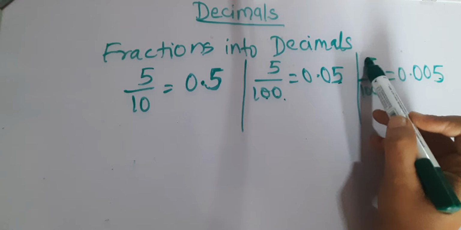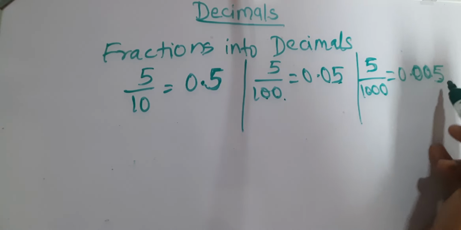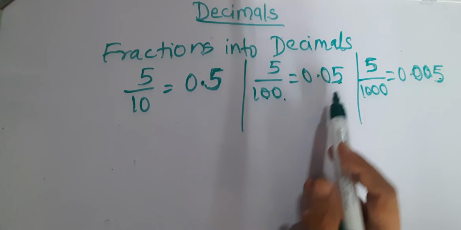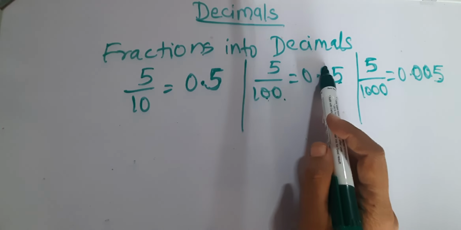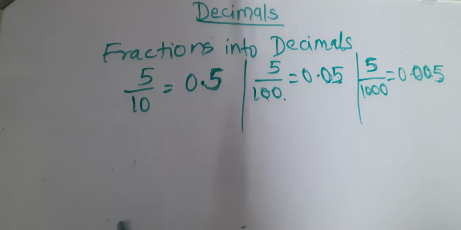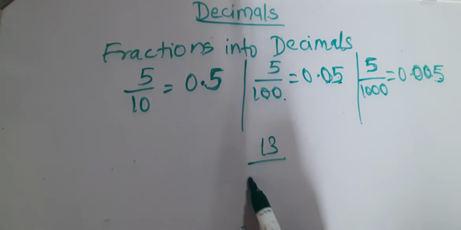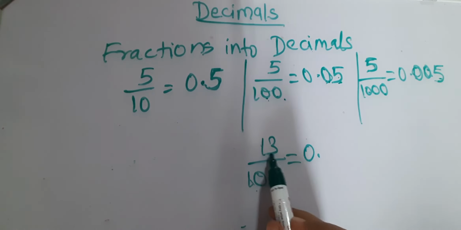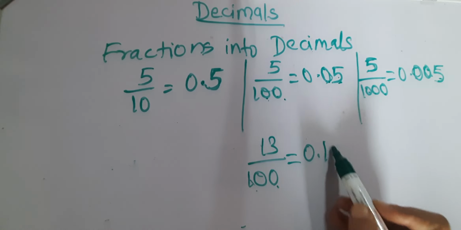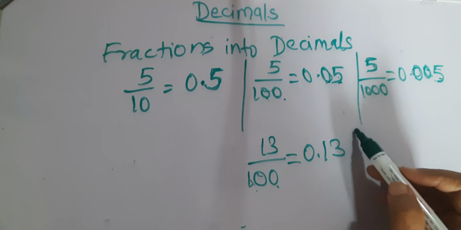So if it is 5 only at the top, we'll add the zeros and we'll make it 3. The 0 should be added at the start. If it is 5 only, we'll add the 0 at the start and we'll make it 0.5. Suppose for 100 we have, instead of single digit 5, we have 2 digit 13 by 100. We have 2 zeros. Anyways, we have to write 2 numbers, but we already have 13 here. So we'll write it directly 13. We don't need to add any zeros here.